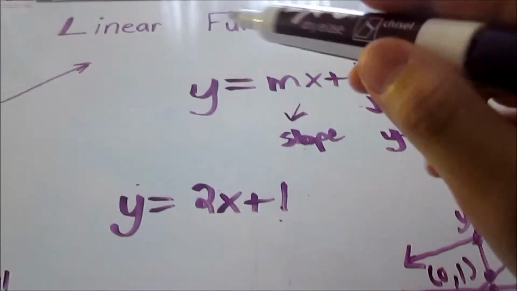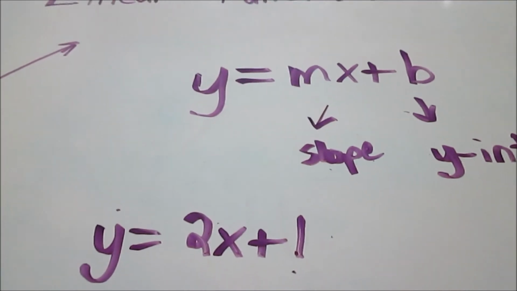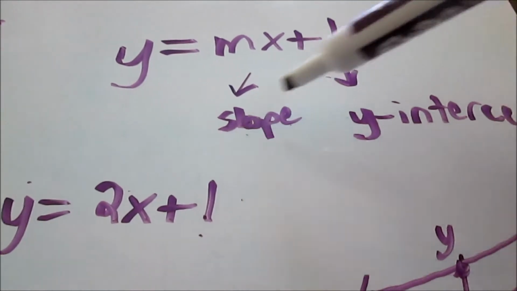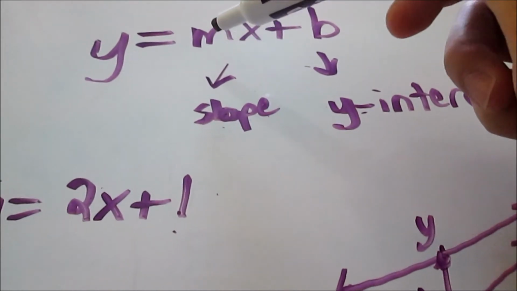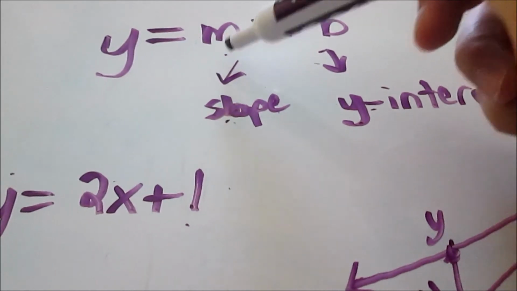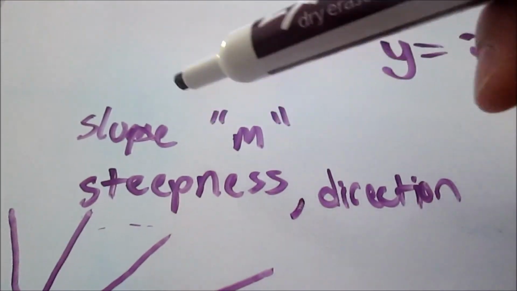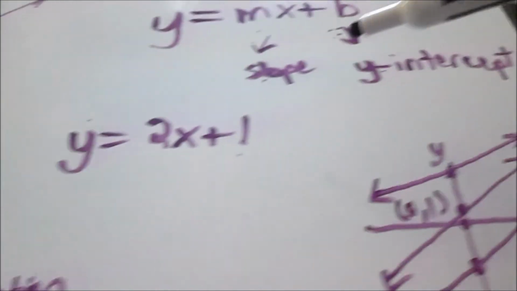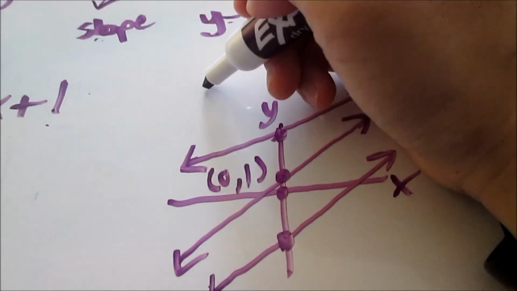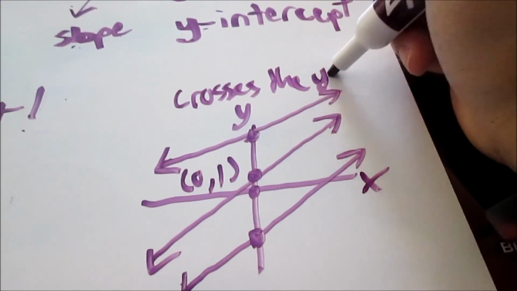So just to cap off this quick lesson on linear functions, the main form linear functions are written in is y equals mx plus b. This is called slope-intercept form. It has two parts, m, which is the slope, and b, which is the y-intercept. Those will be filled in by numbers, m and b. M will determine steepness and direction. Y-intercept will determine where the line crosses the y-axis.